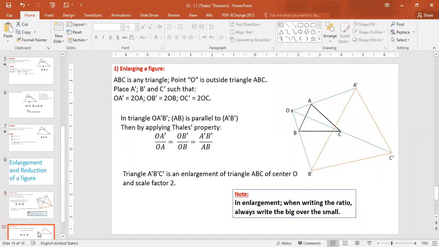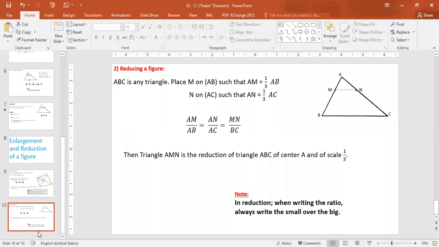So now I will move to the second one, which is reducing a figure. Reducing a figure is the opposite. I will be having a big triangle and making a small triangle. The big triangle given here is ABC. I have taken a point M on AB such that AM is equal to 1 over 3 AB, it is a third of AB. And I have taken N on AC such that AN is a third of AC.